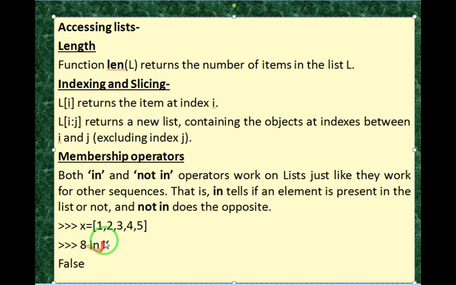If I write 5 in x, then also it will display False, because Python is a case sensitive programming language. This is small x and this is capital X, right? So you have to be careful when you are typing something, as Python is a case sensitive programming language.